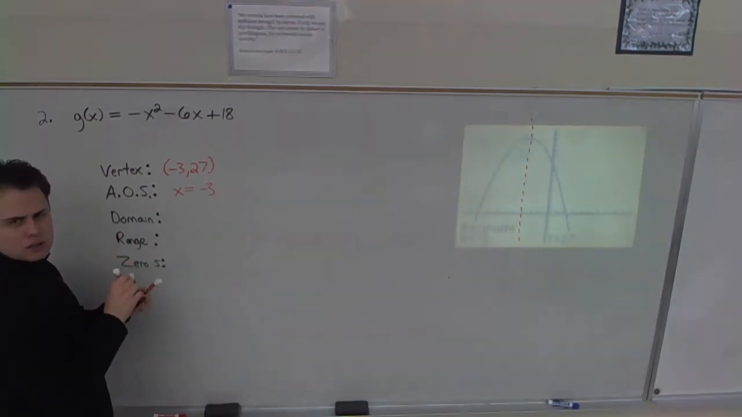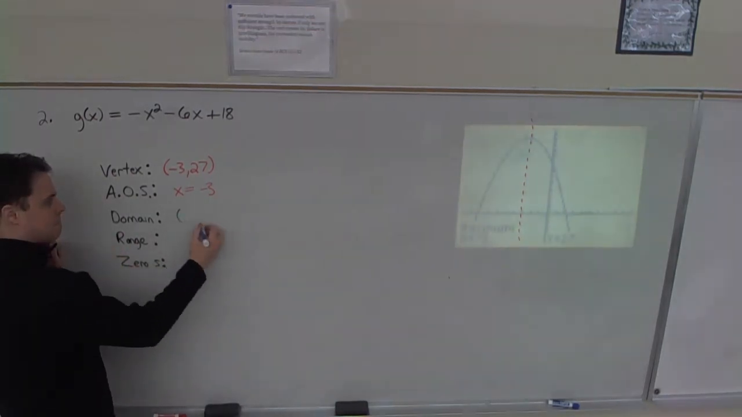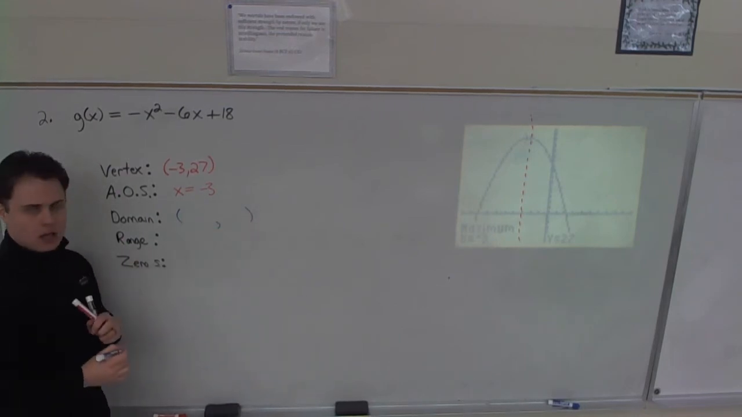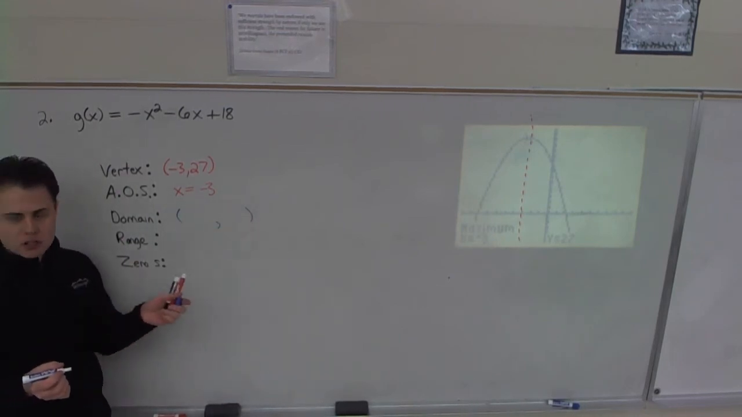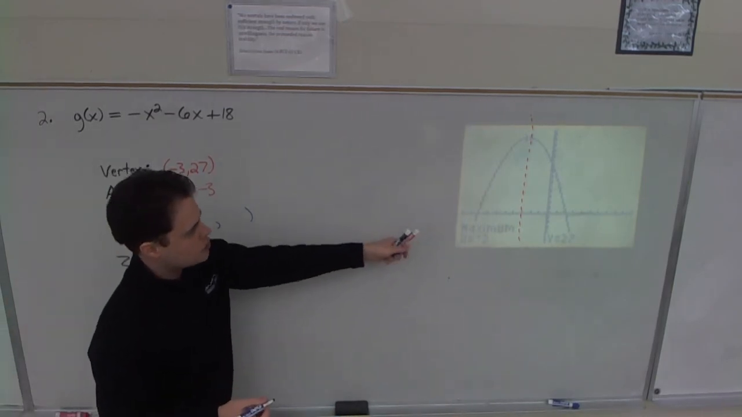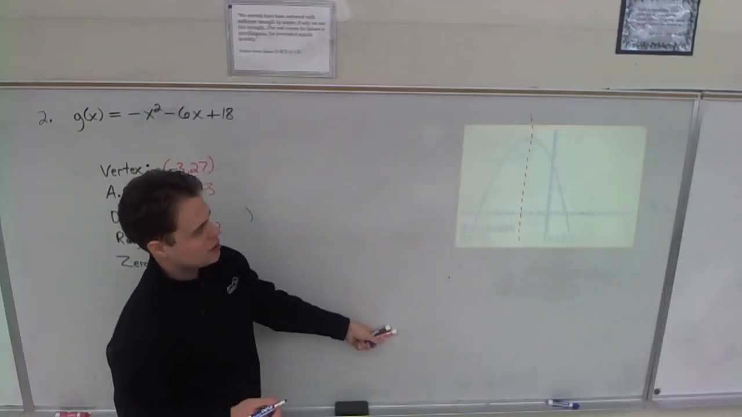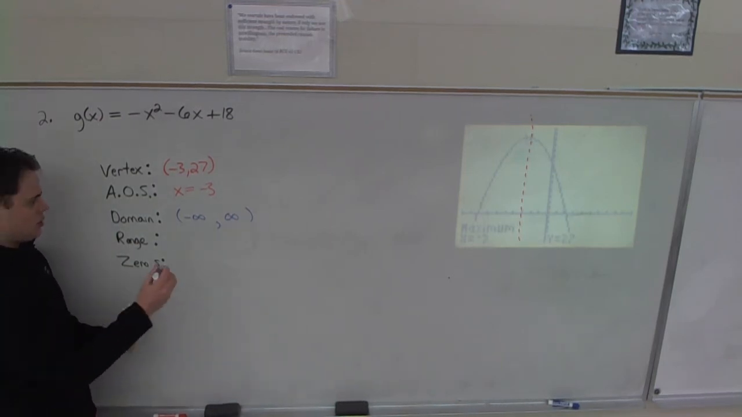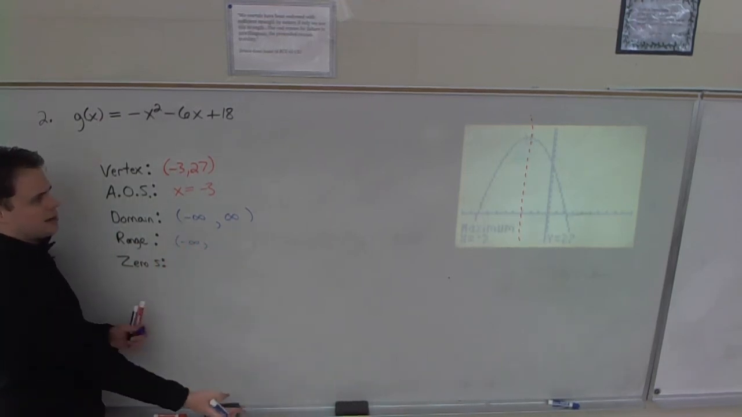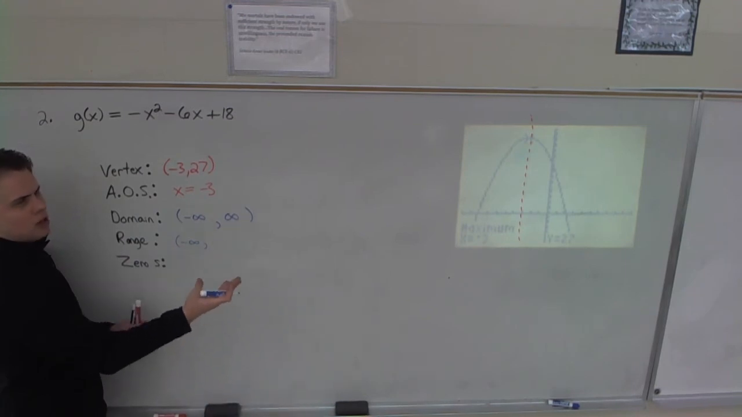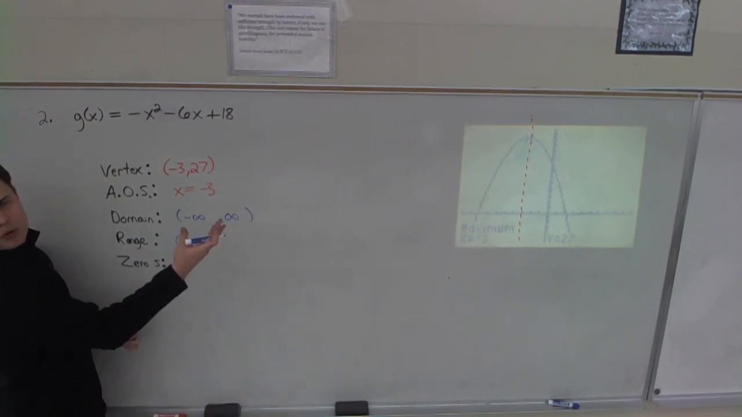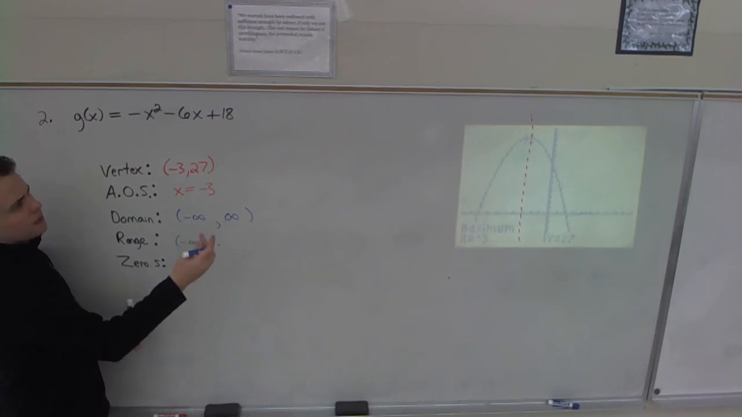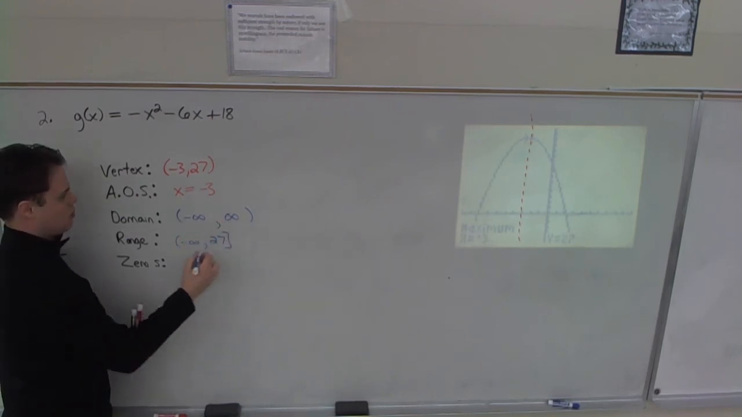What's the domain, guys? Everything, right? Remember, when you think about domain, you should be thinking about the picture and thinking about all the points. Well, it keeps going this way forever, and it keeps going the other way forever. And the range, I think this time it starts at -infinity from the very bottom when we go bottom to top. It's going to go all the way up and climb up to the top of that parabola. Where's the top of it at? 27. There we go.